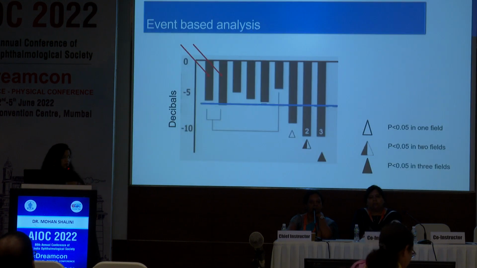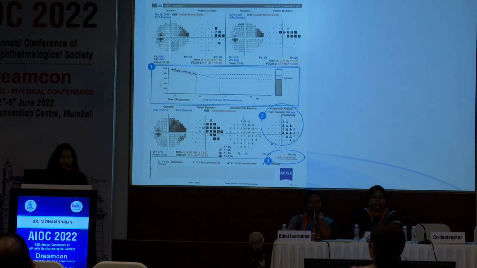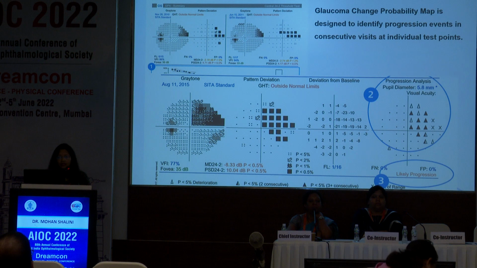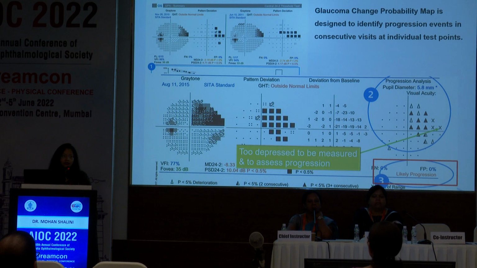Whenever there is a comparison, if there is a depression in one field at one point of time, this is an open triangle. If the depression is seen on 2 consecutive visual fields, this is a half open triangle. And if it is on 3 consecutive visual fields, it is a closed or dark triangle. So now here we can see the GPA printout, and if we see this glaucoma probability map closely, these are the areas where we can see the open triangles, closed triangles or half triangles, and we can see the message lower down that there is a likely progression.